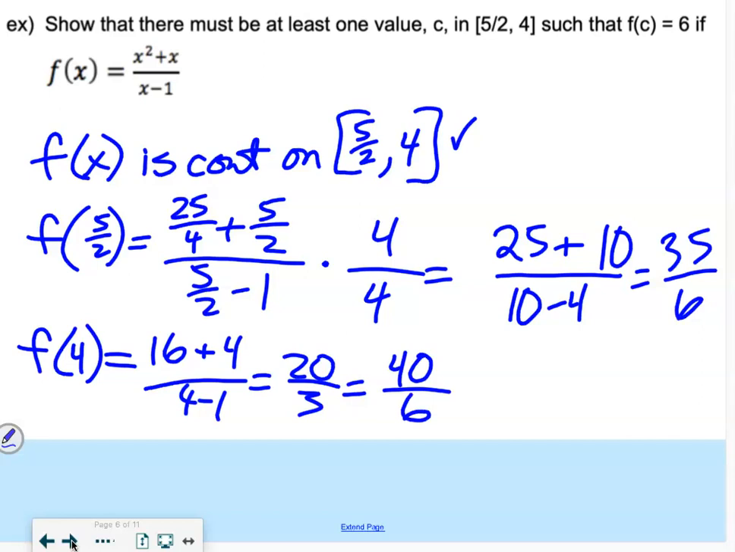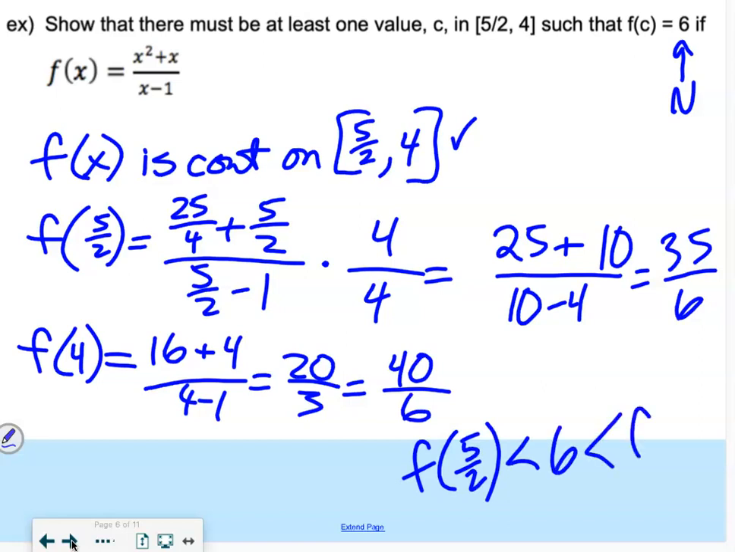Okay, so the question is, I never even asked. Hey, Zuhair, what's our N? It's 6, right? This is our N. How many sixths is 6? 36. Good. Yes, Zuhair. Well done. Okay. So that's 36 sixths, right? Is 36 sixths in between 35 and 46? Yes. So because of that, we can write f of 5 halves less than 6 less than f of 4.